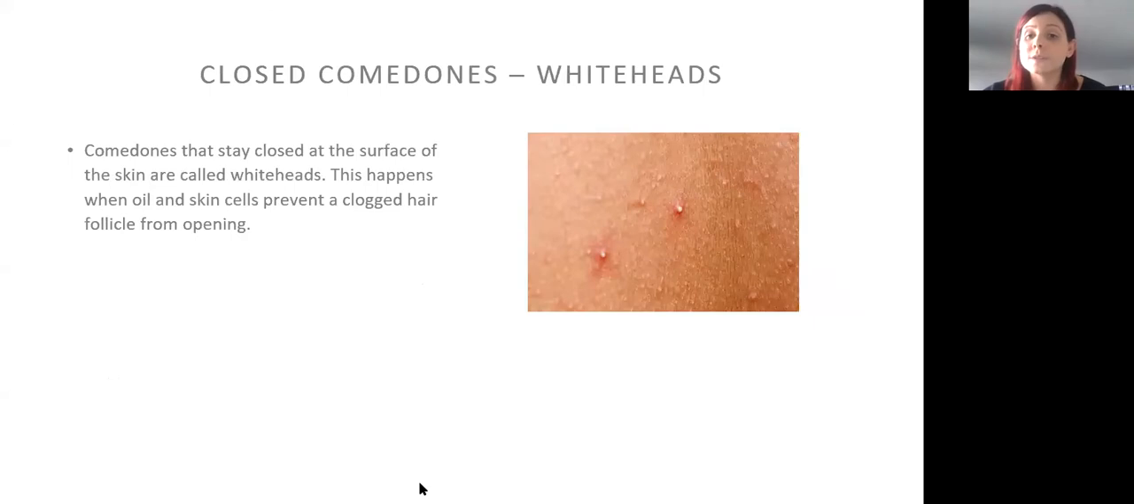We've got our closed comedones, aka whiteheads, and they are comedones that stay closed at the surface of the skin. This happens when oil and skin cells prevent a clogged hair follicle from actually opening. So that is your whiteheads.